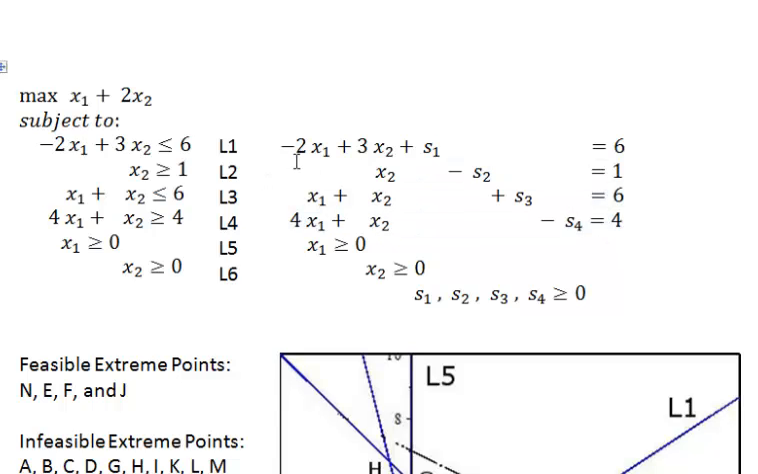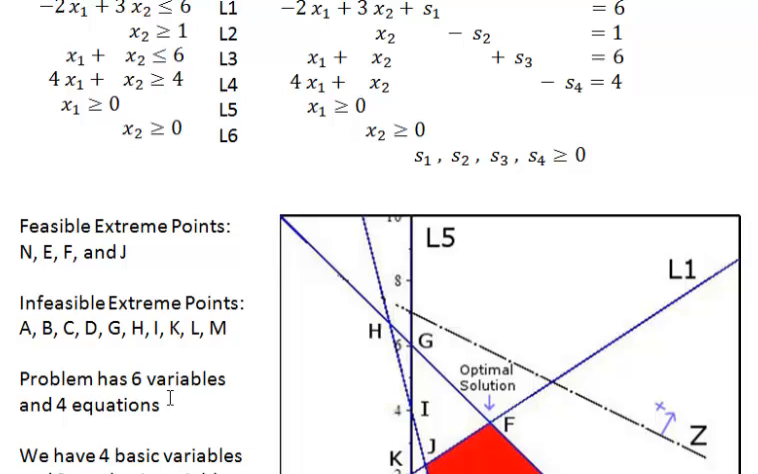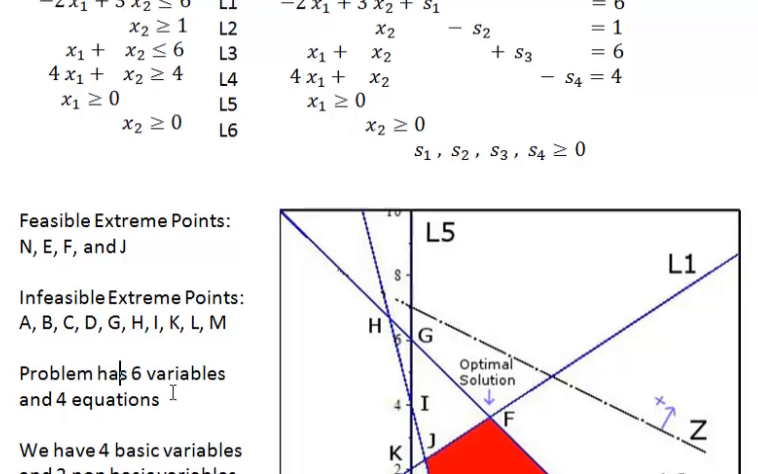Convert the problem into the standard form. For the less than or equal sign, we are adding the slack variables, and for the greater than or equal sign type constraints, we are subtracting them. So our problem will have 6 variables. This is a problem that has 6 variables and 4 equations. Thus we will have 2 non-basic variables and 4 basic variables.